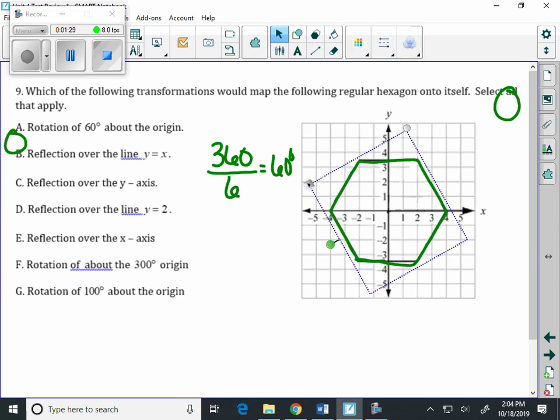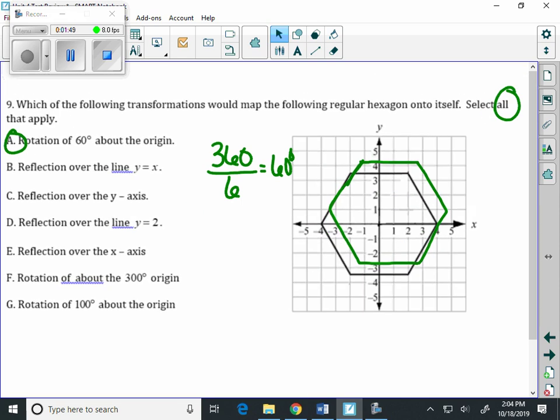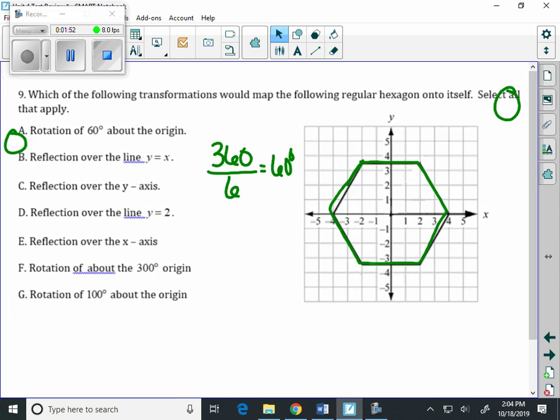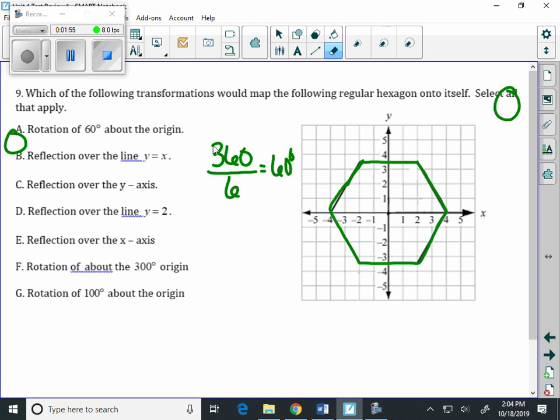Try this again. I'll twist. And it lands on itself. Twist, lands on itself. Twist, lands on itself. And all the way back around, lands on itself. So in terms of the answers here, I do think that it is A. And at some point here, but I want to take a look at letter F, which is also an answer to this problem.